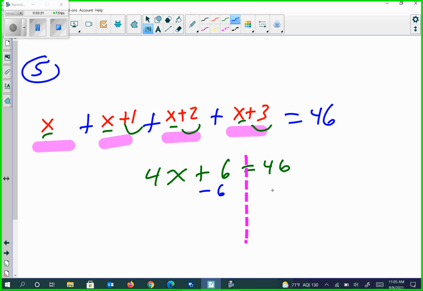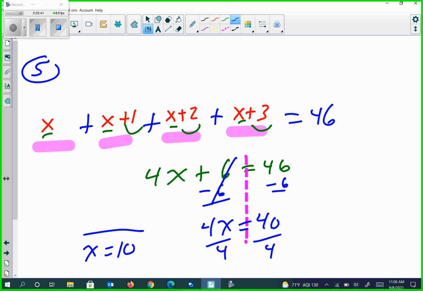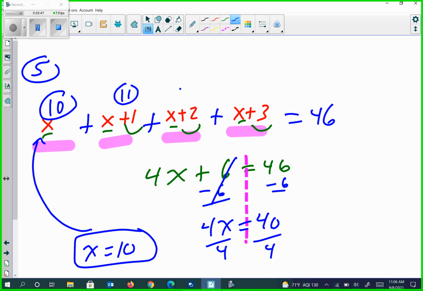So subtract 6 from both sides. Cancel. 4x is equal to 40. Divide each side by 4. So x is equal to 10. So if x is 10, that means the next one has to be 11. Next one has to be 12. Next one has to be 13. 10, 11, 12, 13 are consecutive numbers. 10, 11, 12, 13 when added together gives you 46.